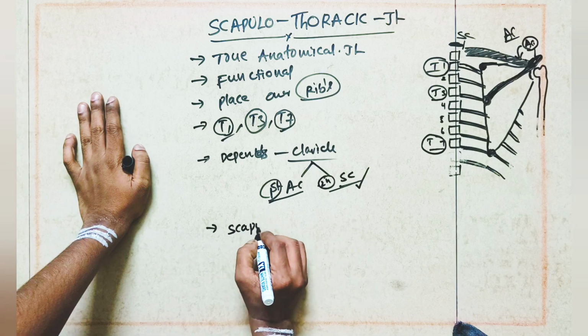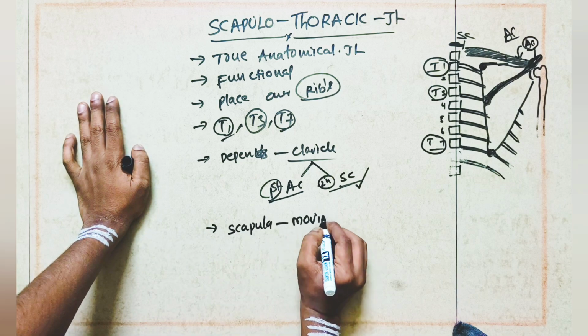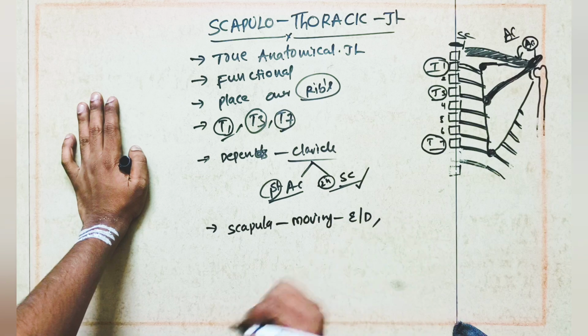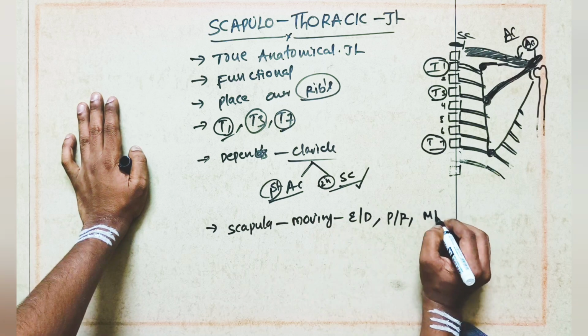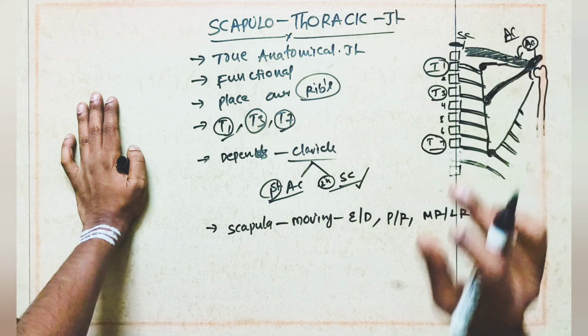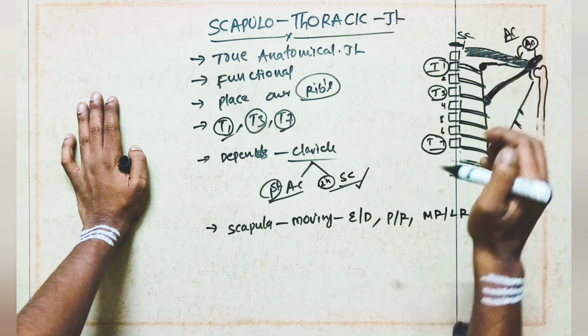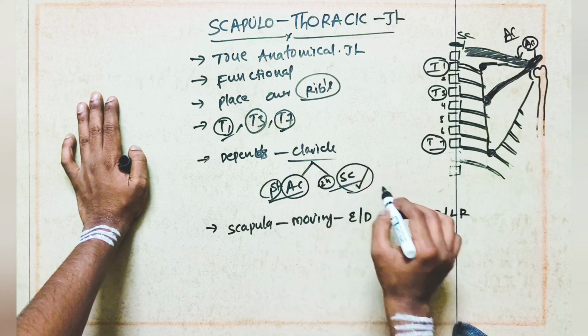Suppose the scapula is moving. Whatever the movement, either elevation or depression, protraction, retraction, or medial rotation or lateral rotation, whatever movement the scapula is doing, this movement is going to create movement in the acromioclavicular joint and sternoclavicular joint.